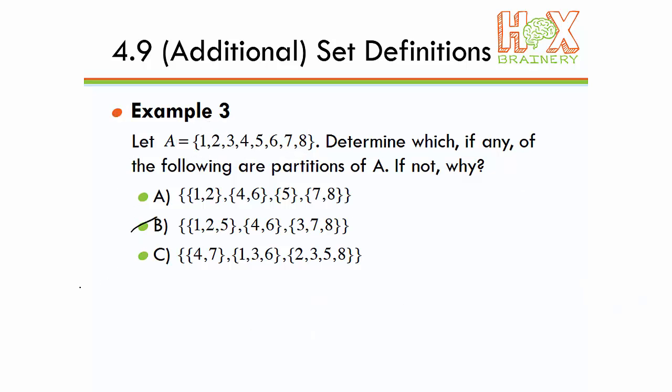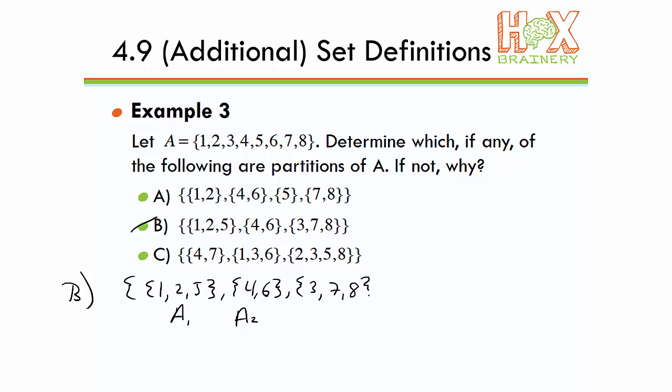Now let's try part B. So for B, we have 1, 2, and 5. That can be A sub 1. Then we have 4 and 6. That can be A sub 2. And then we have 3, 7, and 8. That will be A sub 3. So we have to check those two conditions, make sure those two conditions are met or satisfied.